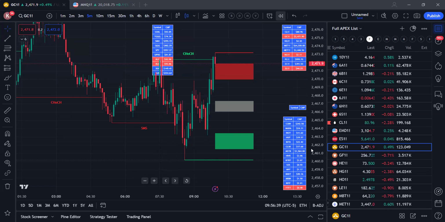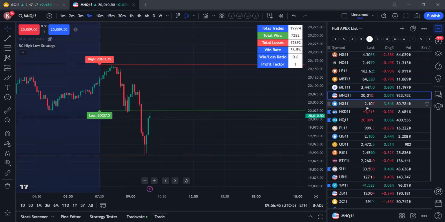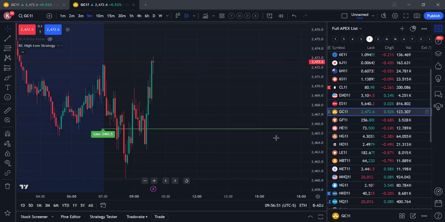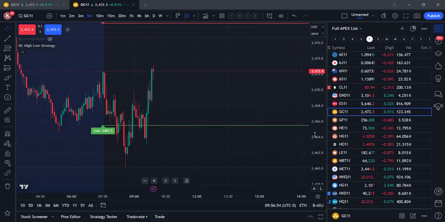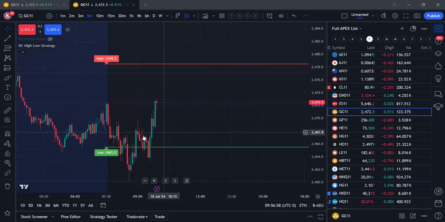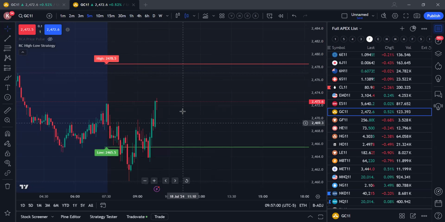So whenever you see these ones, you will write, for example, GC 2471.9. You go to GC. So based on the high low strategy, it can go till 2478.5. Right?